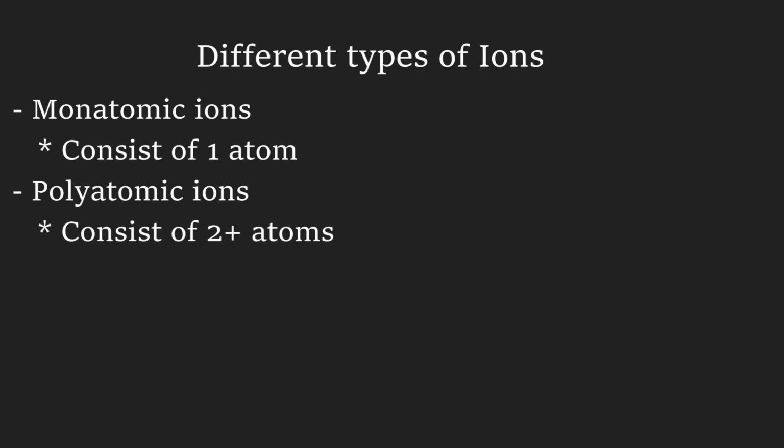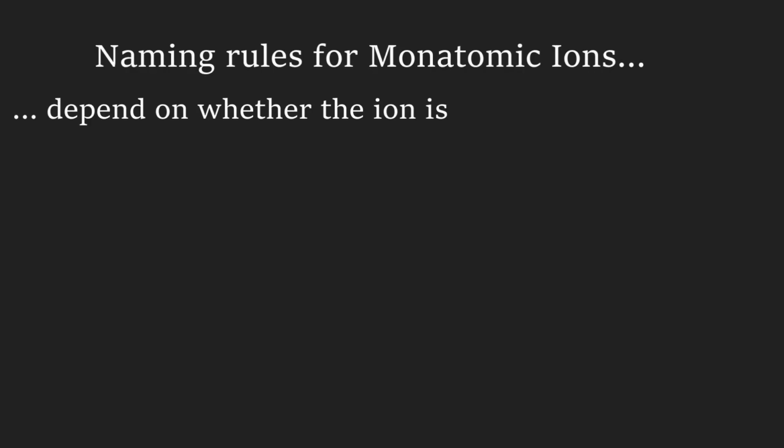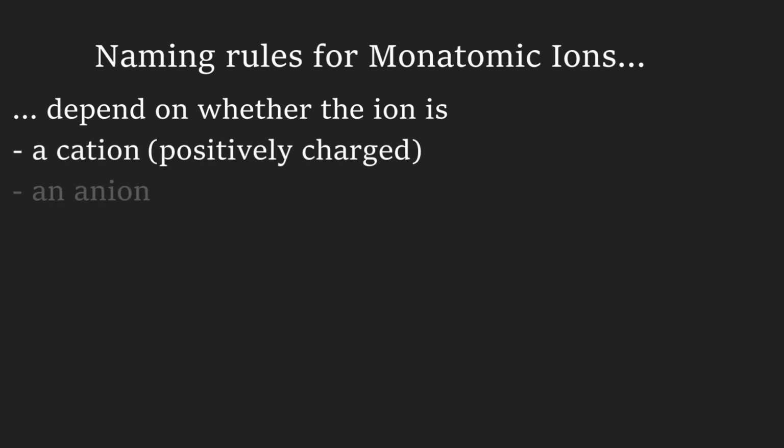If you would like to know more about the difference between monoatomic and polyatomic ions, or about the naming rules for polyatomic ions, we have separate videos about these topics. Now, for this video, we will focus specifically on the question of how monoatomic ions are named, because there are specific rules for how this naming is done. The specific rules depend on whether the ion is a cation, so a positively charged ion, or an anion, so a negatively charged ion.